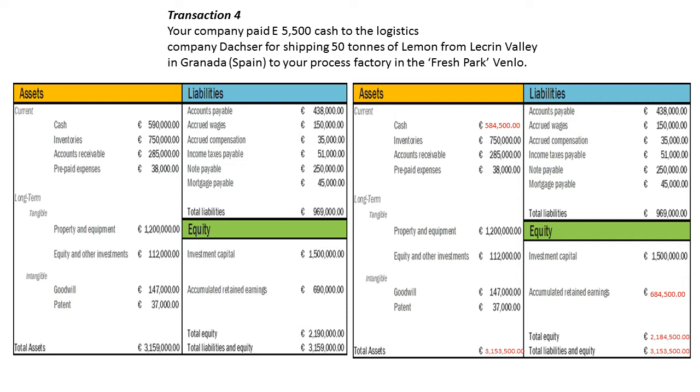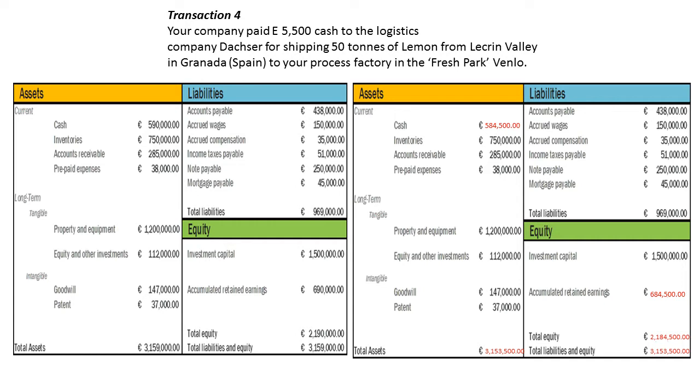Since this is quite a straightforward transaction and it's only in cash, we only have to focus on the asset part, only on the cash part. Nothing changed in the inventories, nothing changed in accounts receivable or prepaid expenses or all that. And nothing changed for the long term, since this is a short-term, straightforward transaction.